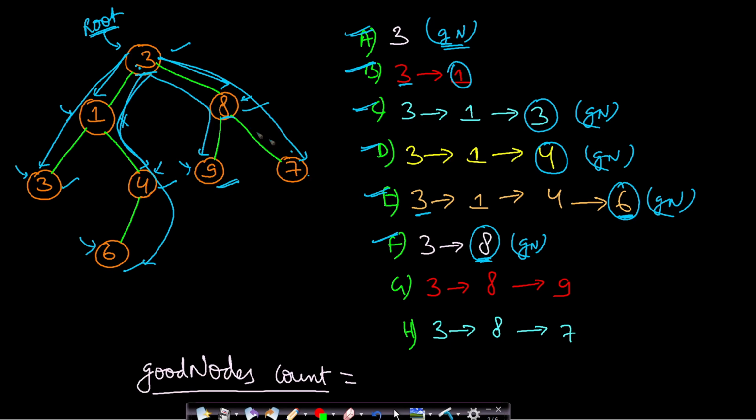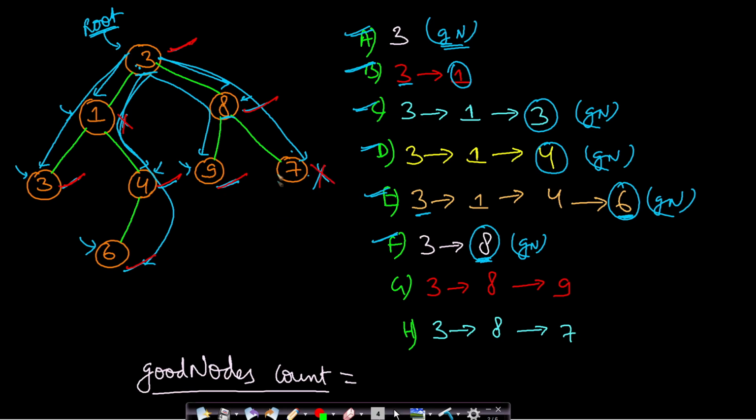Yes, there is 8, and so this will not be a good node. Okay. So how many good nodes are there? You can see that 3 was a good node. 1 was not a good node. This 3 was a good node. 4 was a good node. 6 was a good node. 8 was a good node. This 9 was a good node. And 7 was not a good node.